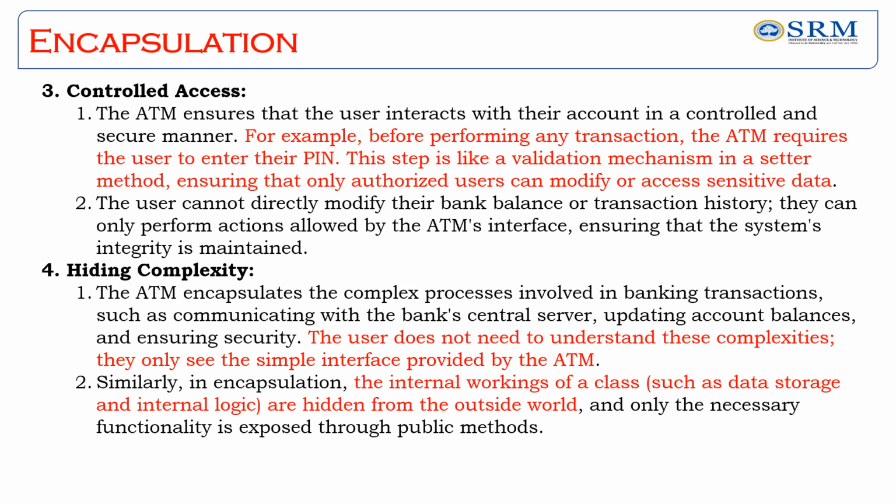And next, hiding complexity. Here we are using the encapsulation mechanism in banking transactions. It means the user doesn't need to understand the complexities, that is, the internal code or internal object details. It's enough that they know how to interact with the interface provided by the ATM. And the second thing is the internal working of your class. So the internal working of your class, such as internal logic and storage details, everything is hidden from the outside world and will not be shown to the user.